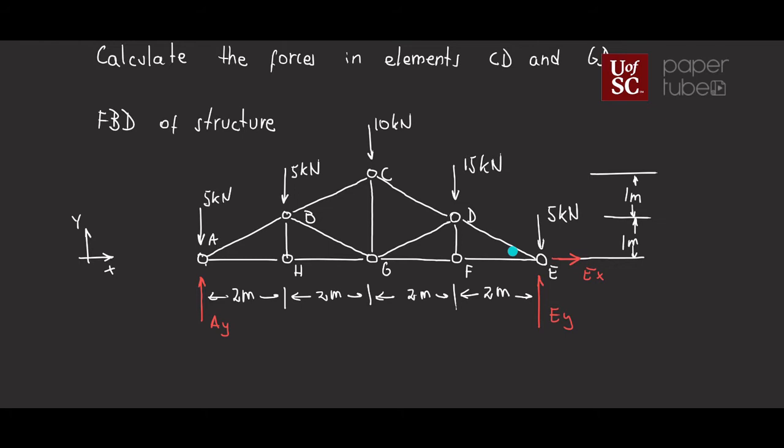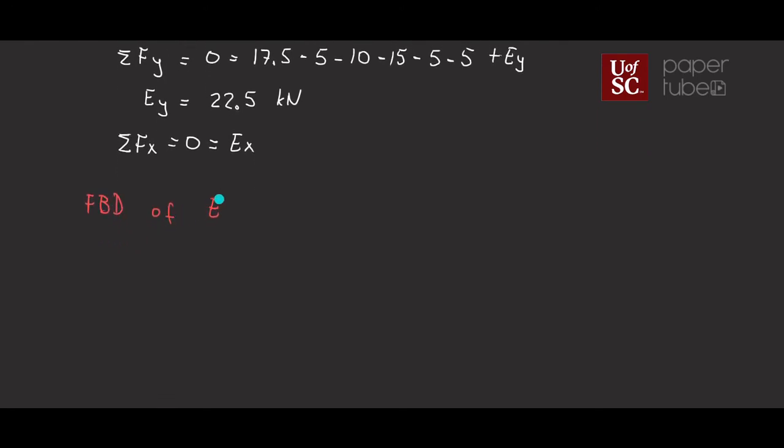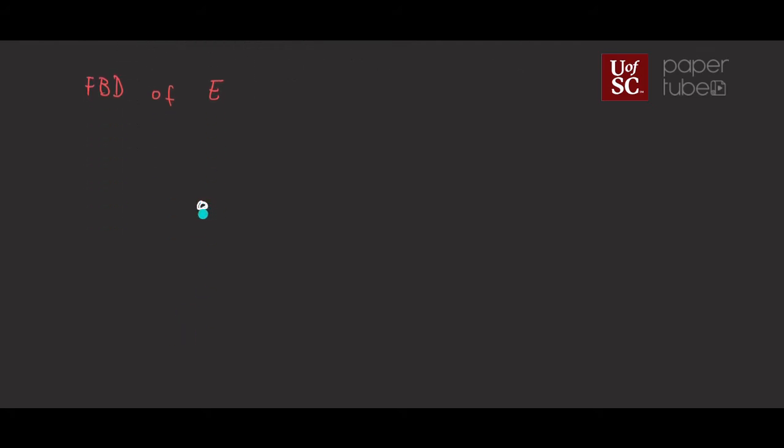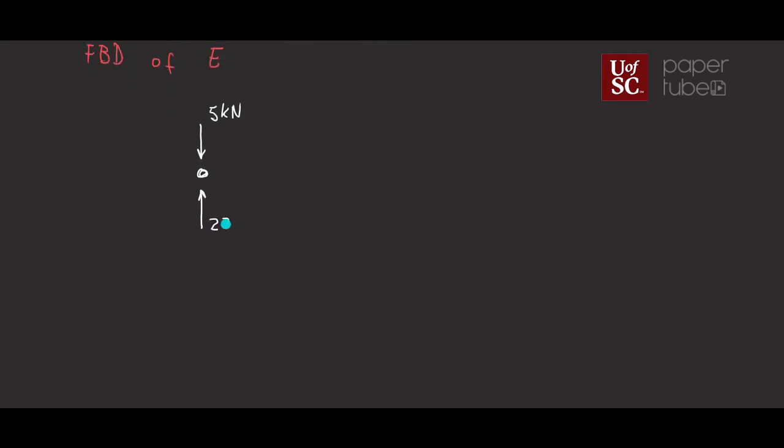Okay, very good. So what I'm going to do is do the free body diagram of this particle E. Okay, so this is my particle E, and we know that on top of E we have that 5 kilonewton force that is being applied. That's a known force. EX gave us 0, so I'm not going to draw it, and EY gave us 22.5 kilonewtons going up. So those are the two things that I know. What I don't know is the value of the force in DE and in EF.